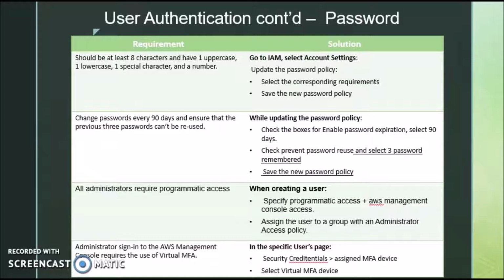So all administrators require programmatic access. So when creating a user, select programmatic access and AWS Management Console access. Assign the user to a group with an administrator access policy. Administrators signing in to the AWS Management Console requires the use of virtual MFA. So in the specific user's page, select credentials and then go to assigned MFA device and then select virtual MFA device.